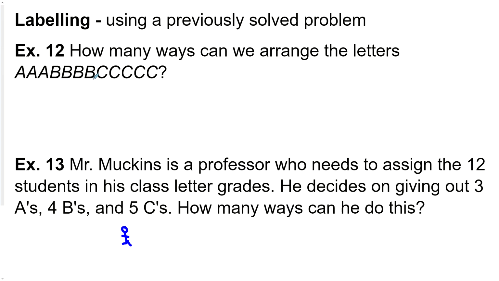Okay, how many ways can we arrange the letters in this? Now, this isn't a word, but we still have letters. We've got 1, 2, 3, 4, 5, 6, 7, 8, 9, 10, 11, 12 letters. So that would be 12 factorial. Now we divide by how many A's there are, factorial, and B's, 4 factorial, and C's, 5 factorial. So we can get that this is 27,720.